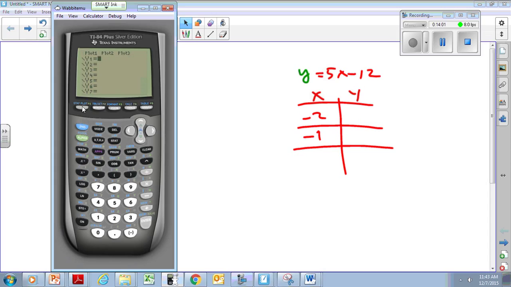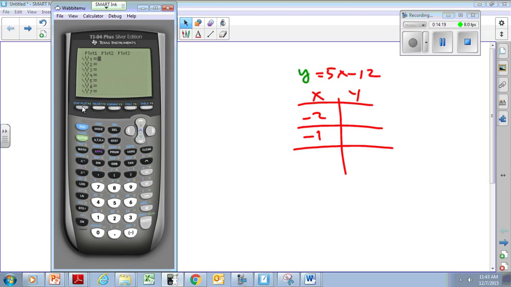Once you get to your y equals button, you are going to type in the function. Function is the equation. We can call it a function. We can call it an equation. We call it a function because it produces a picture. The picture is the function. So you can type in that function. It's y equals 5x minus 12.